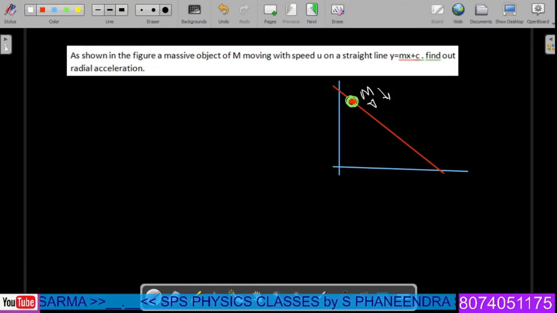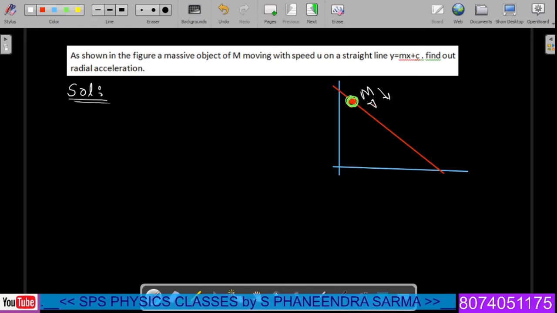An object is moving with speed u or v in a straight line, and the equation of the line is given by y = mx + c. We need to find the radial acceleration of the system. Let us find the solution.